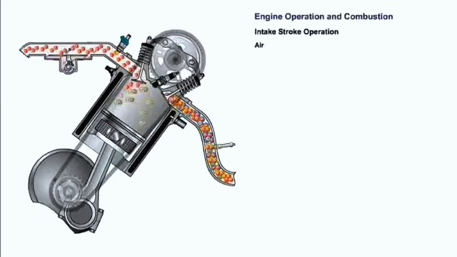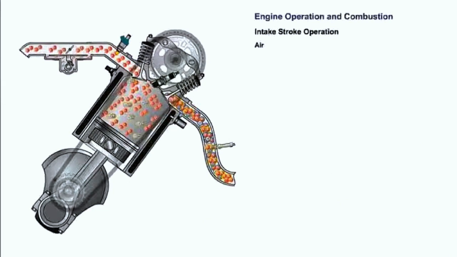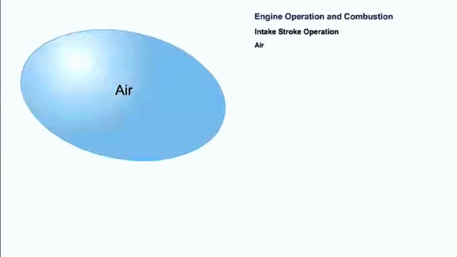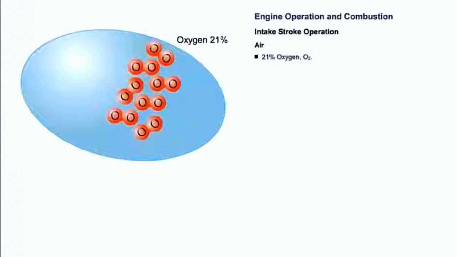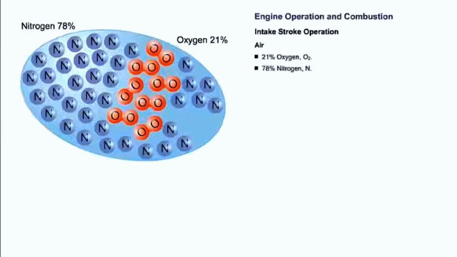What we have drawn in during the intake stroke is the air and fuel that will enable the engine to produce power. Let's take a look at what is in this air and fuel that produces this energy. Air is made up partly of oxygen, represented chemically as O2. The percentage of oxygen in the air is only 21%. Most of the balance, 78%, is made up of nitrogen, represented chemically as N.